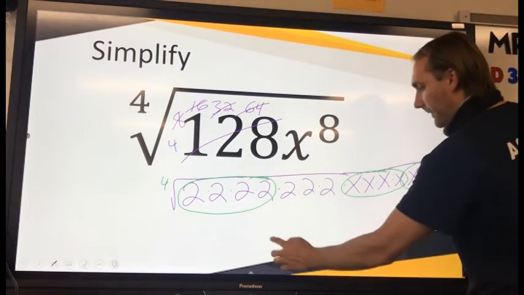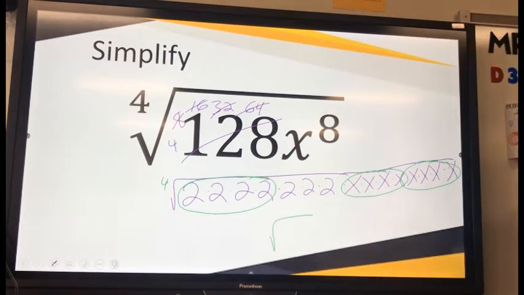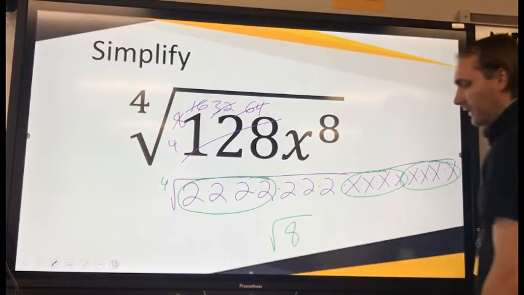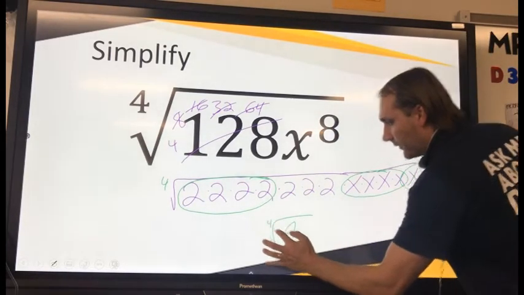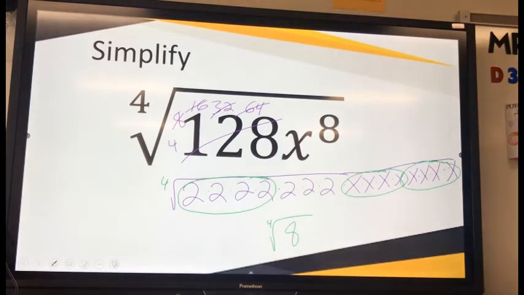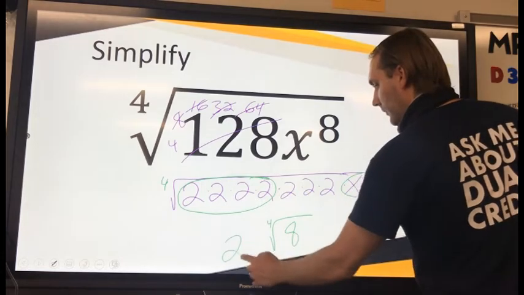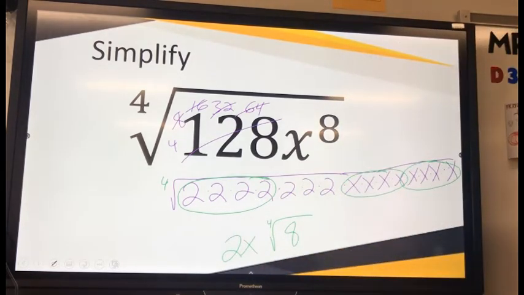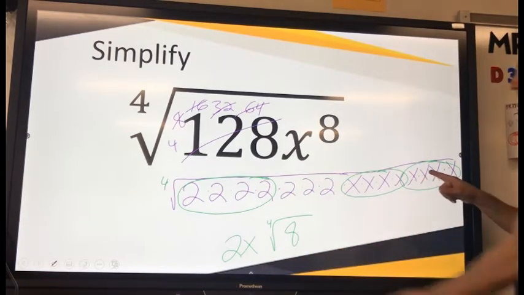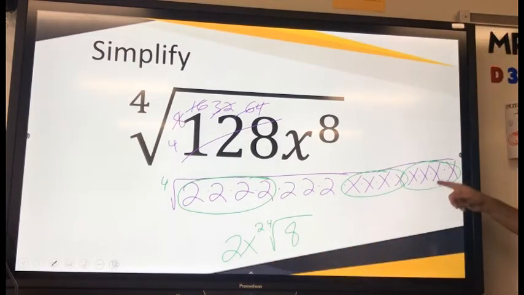So multiply them. Kind of tricky, what stays inside? The 2's, the 3 that's right there. So 2 times 2 times 2 is 8. This is the 4th root of 8. And then what goes out? 2x. How many did you circle? Oh, squared. Okay, good. So I circled 2 sets, so that's 2.